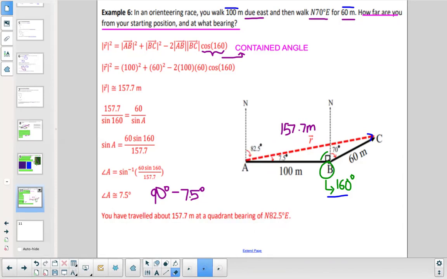And because I'm traveling from the north towards the east, the bearing is north 82.5 degrees east. So 90 minus 7.5 degrees is 82.5 degrees. We're coming from the north to the resultant. That would be north 82.5 degrees east, and the distance traveled is 157.7 meters.